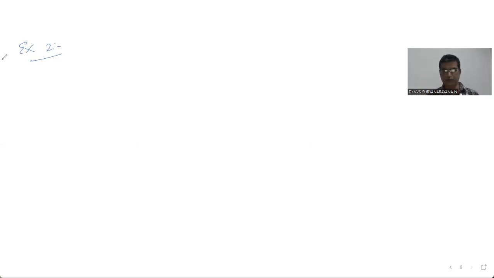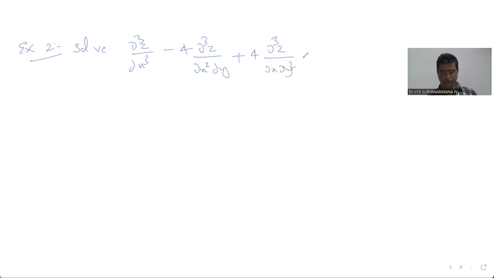Yes. Solve dou cube z by dou x cube minus 4 into dou cube z by dou x square dou y plus 4 into dou cube z by dou x dou y square equal to 2 into sin(3x plus 2y). Okay.